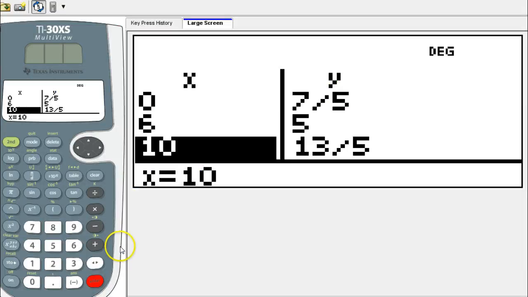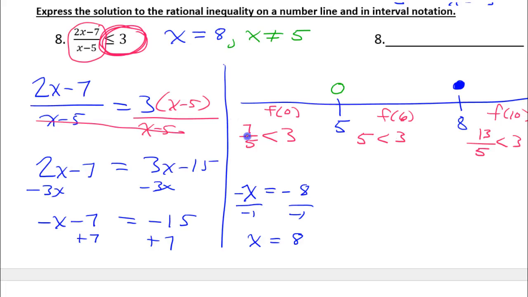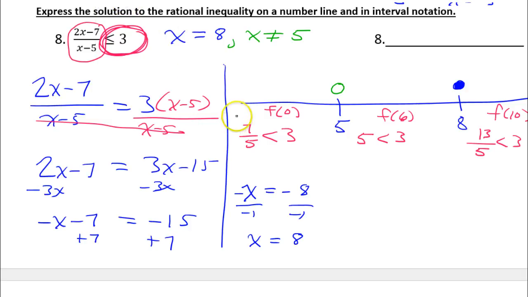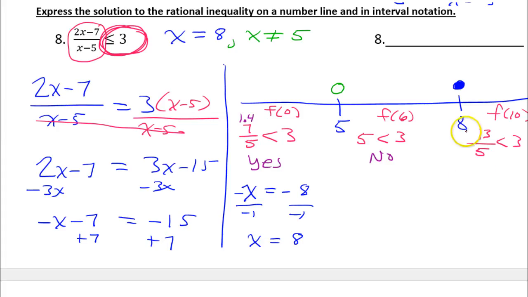7/5. What's the deal there? 7/5. So that's 7 divided by 5. That's 1.4. So that might just be good to keep in mind. The decimal version, so this is 1.4. Okay, is this less than 3? Yes, it is. Is 5 less than 3? No. What about 13/5? Well, that's 13 divided by 5. That's 2.6. Just keep that in mind. 2.6. Is 2.6 less than 3? Yes.